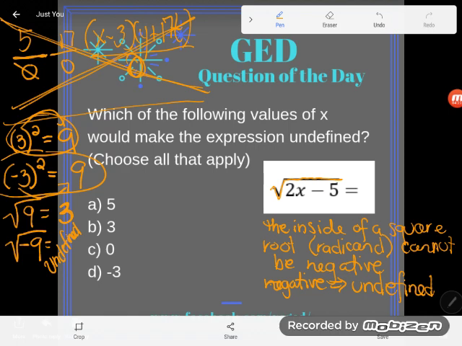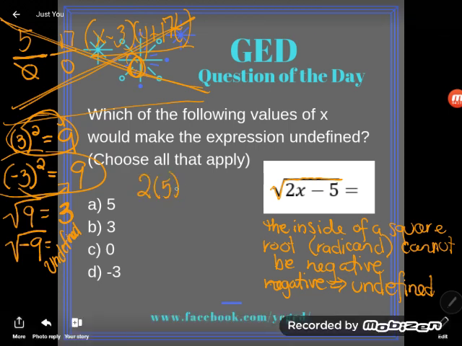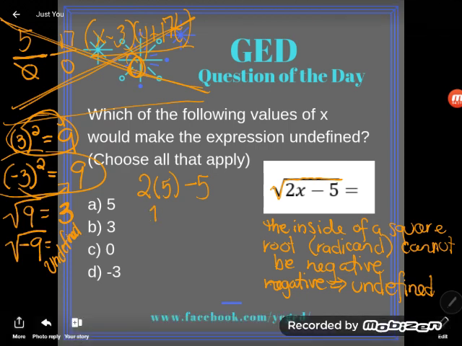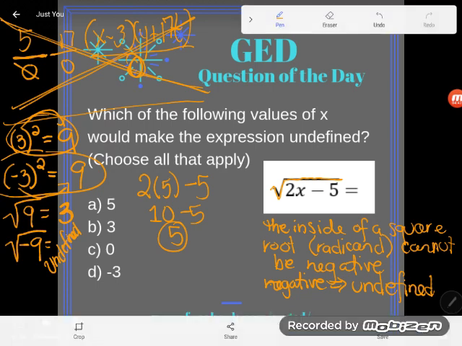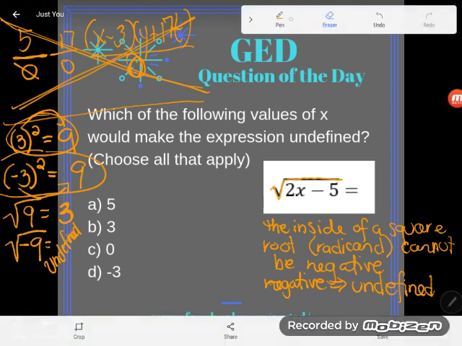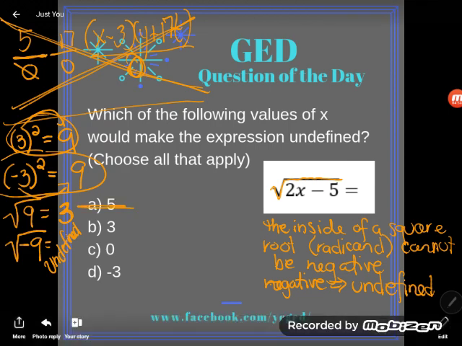So we've got some answers here. So you know what I'm going to do? I'm just going to plug them in and see if they give me a negative number. Let's start with 5 first. So 2 times 5 minus 5. Notice that I just took the inside of the square root, the radicand, and I want to see if it's going to end up being a negative. So 2 times 5 is 10. Minus 5 is 5. That's a positive number. I could take the square root of 5. Square root of 5 is totally possible. So that would not make my expression undefined. I'm going to cross out that first answer. It's not 5.